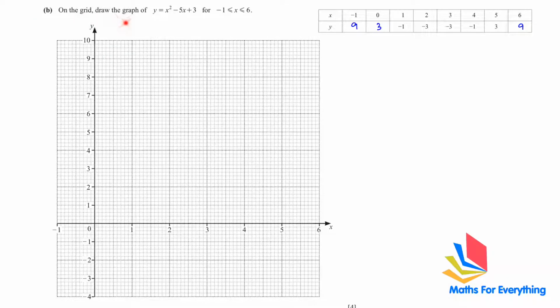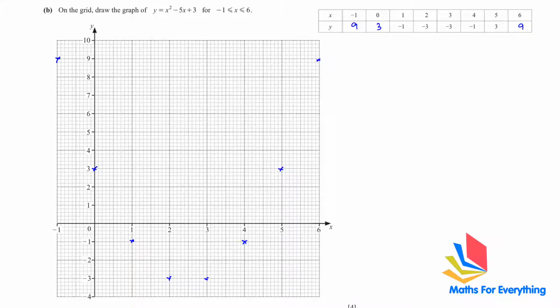Part B, on the grid, draw the graph of y is equal to x squared minus 5x plus 3. So this is our x and this is our y. When x is -1, y is 9. And then when x is 0, y is 3. That's how we are going to plot all the points now.